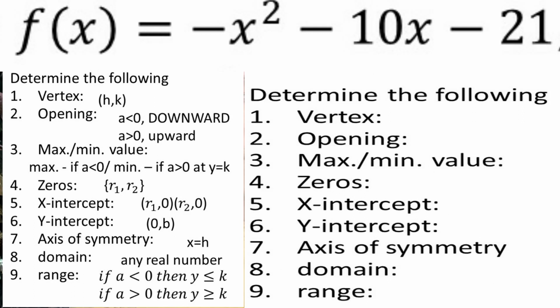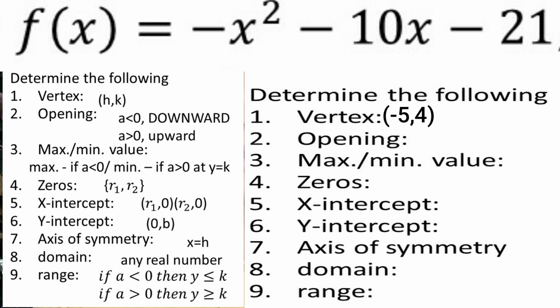Now let's apply what we have discussed and identify the properties of a quadratic function given f of x is equal to negative x squared minus 10x minus 21. Solving for the vertex, you need to refer to our previous lesson to recall how to solve the vertex of a given quadratic function. So our vertex is at (negative 5, 4).